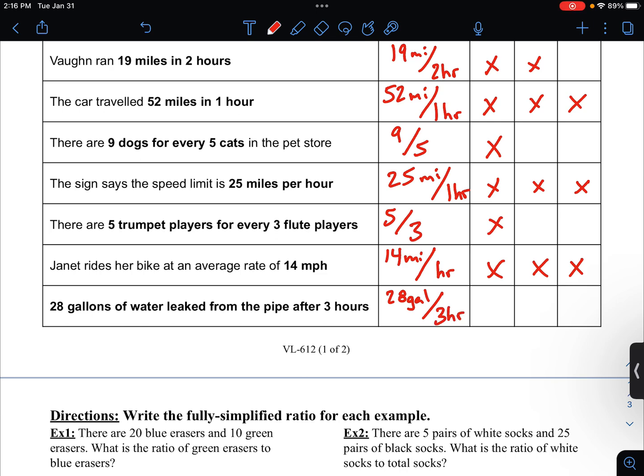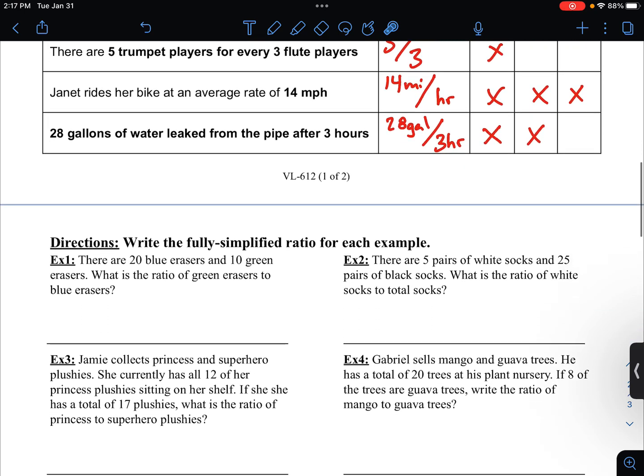So that is a ratio, of course, but is it a rate? Well, let's see. What are the two things being compared? Gallons. Gallons measures amounts of water. Hours measures time. So it is a kind of rate, but it's not a unit rate because the second number isn't 1. All right, let's go on to the next page.